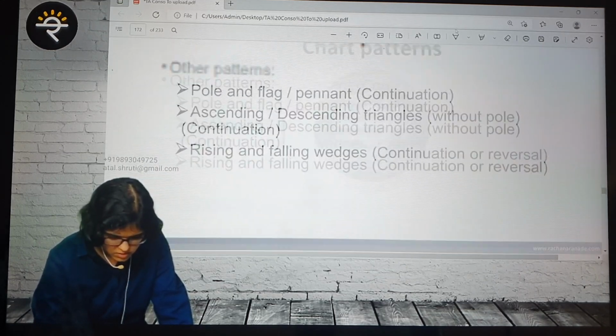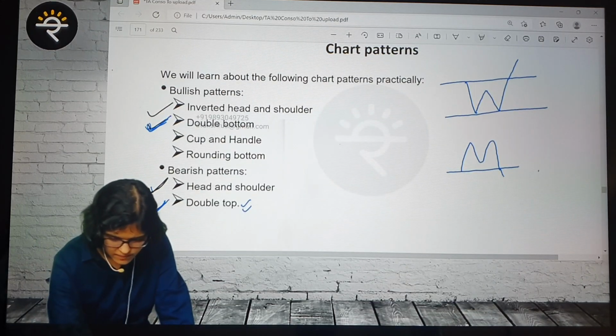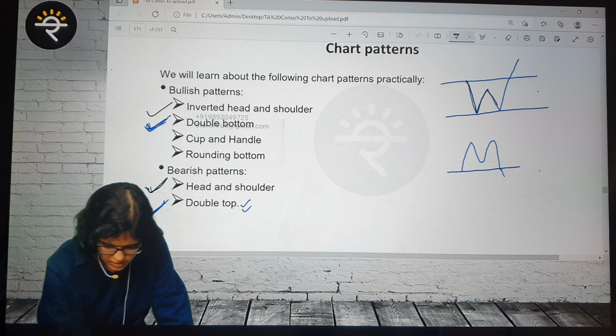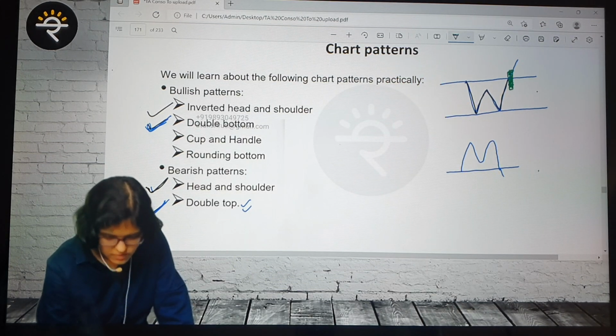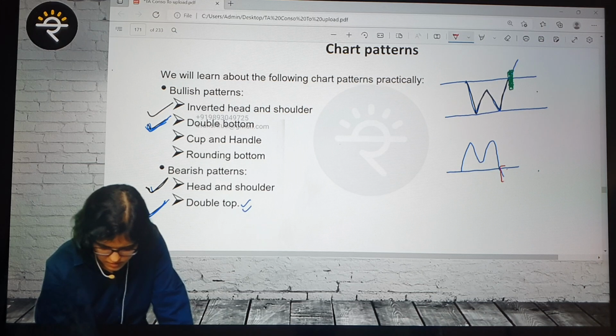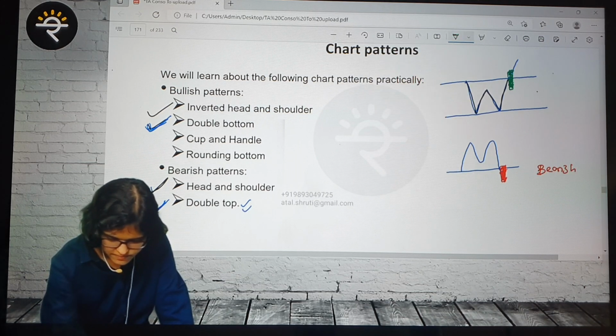What did I draw? W, correct na? What did we draw? First it's a W. And then it's a breakout. This is important. And here it will be another breakout, but on the lower side. So this is a bearish pattern. This is a bullish pattern.